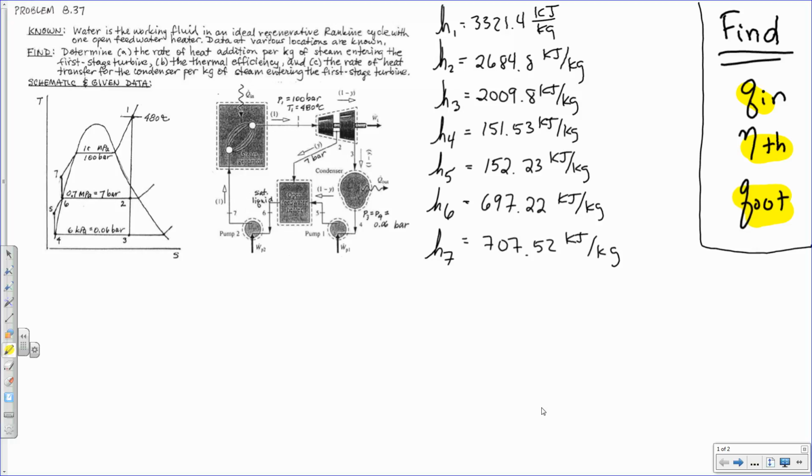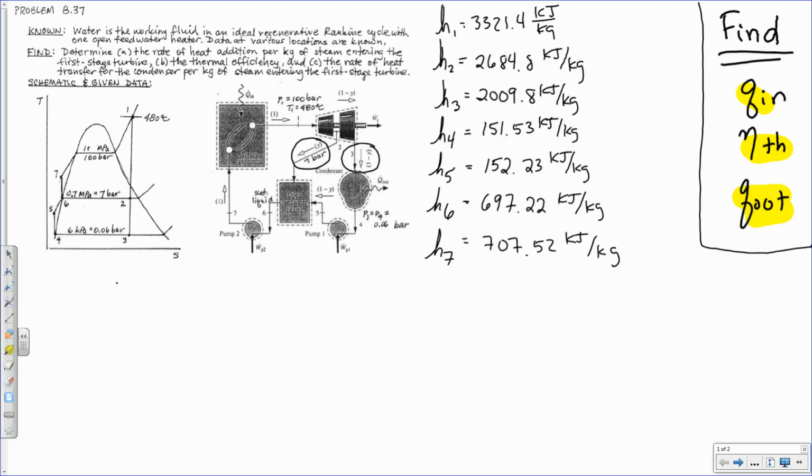Okay? This one has an open feedwater heater, so one of the first things that we've learned that's a bit different about this cycle is that we actually split the mass flow rate into two different legs of our system. One portion goes directly into the open feedwater heater at 7 bar, or 0.7 megapascals, and the other leg goes directly into the condenser at a lower pressure of 6 kPa.